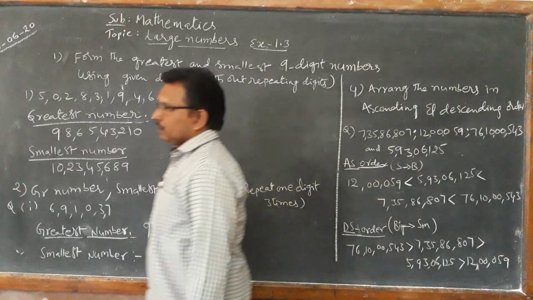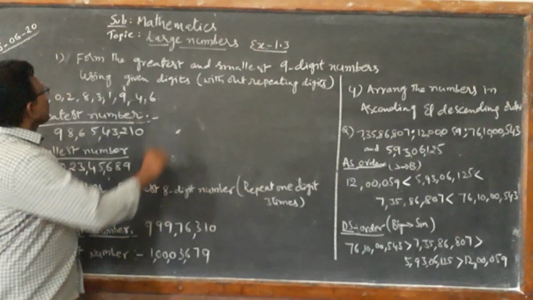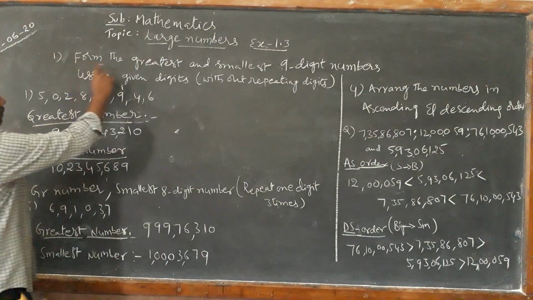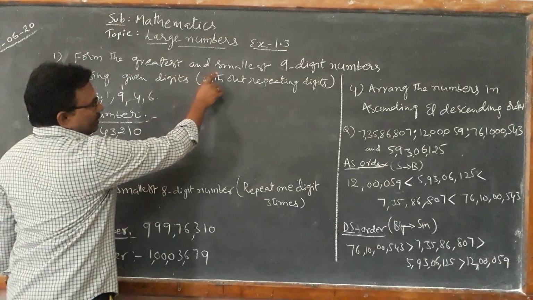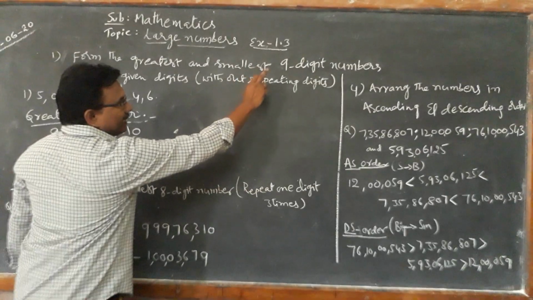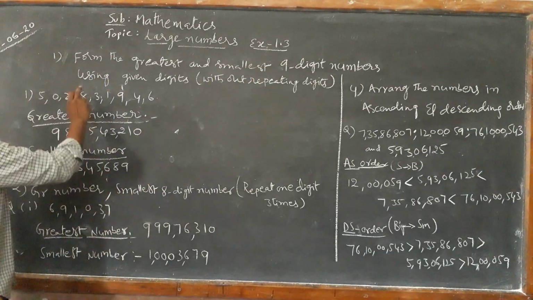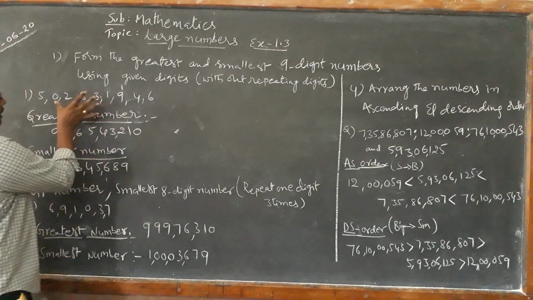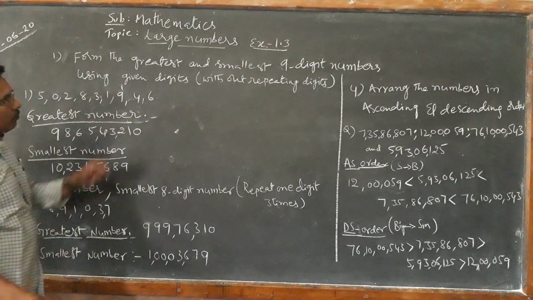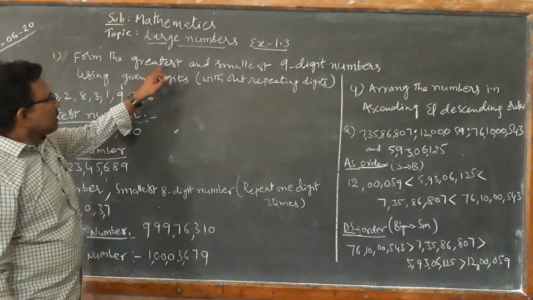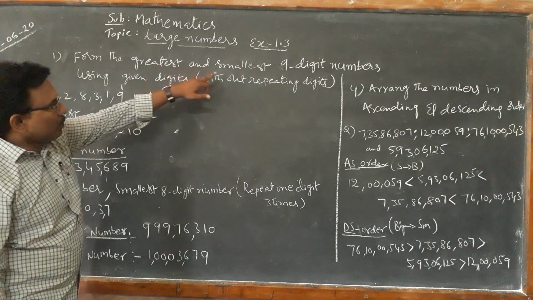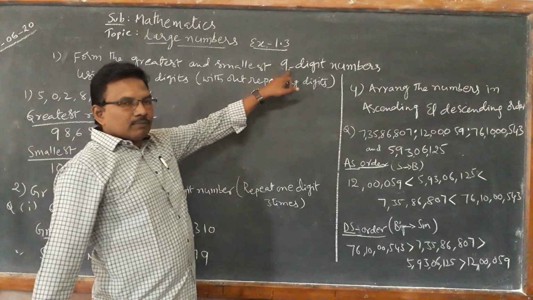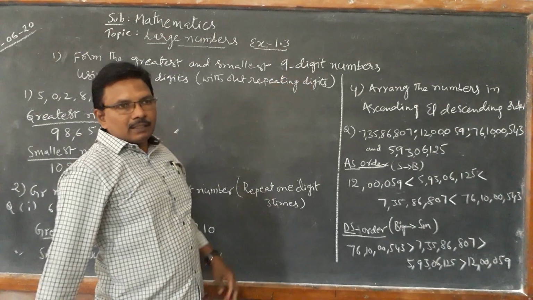Yes, first question. What is the first question? Here see, form the greatest and smallest 9-digit number using given digits. By using the given digits, you should form the greatest number and the smallest number that must have 9 digits.